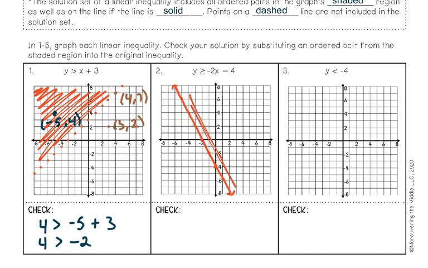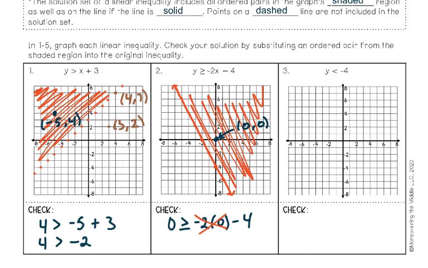So you would shade all the numbers that are this way. If you have trouble figuring out which way to shade, pick a point and test it in your inequality. I think (0, 0) is probably the easiest point to pick, so I would plug it in and see if it works. Negative 2 times 0 is 0, and 0 is greater than negative 4. So that is part of the solution set. It should be in the shaded area.